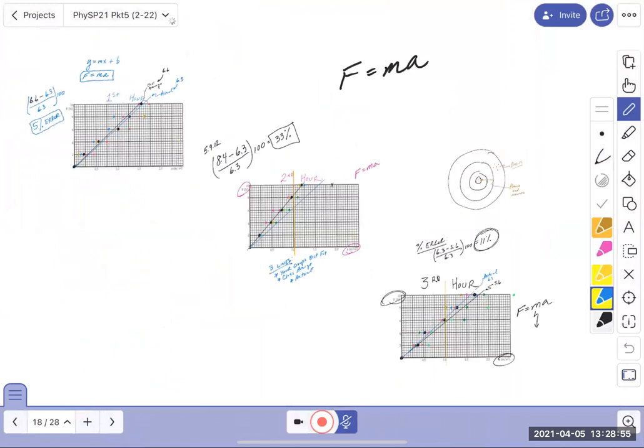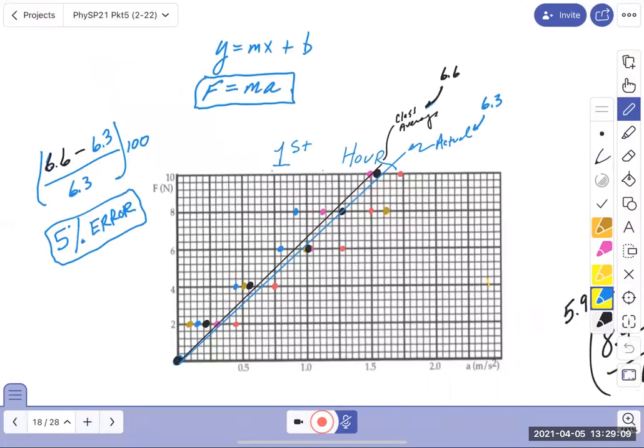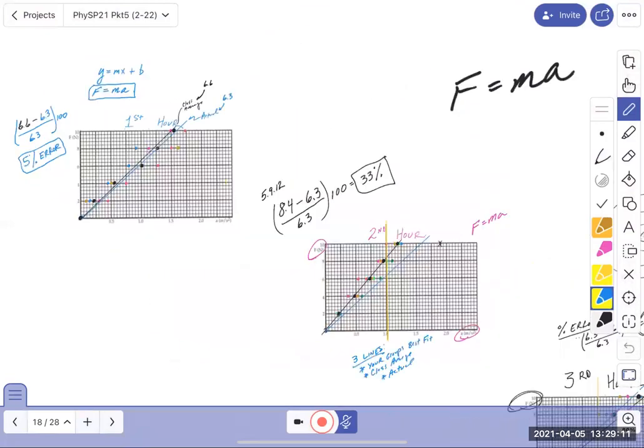This is last week. We talked about this. We talked about how you got to F equals MA. We looked through all the graphs and all the data from the hallway activity, and we came up with first hour came the closest with only a 5% error.